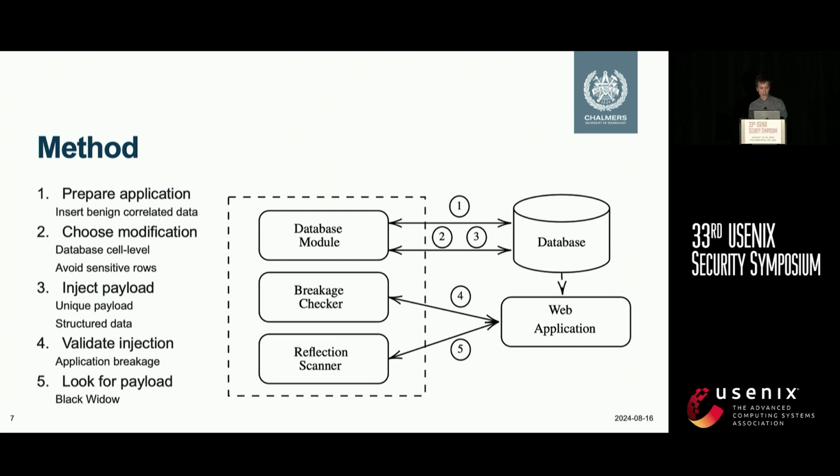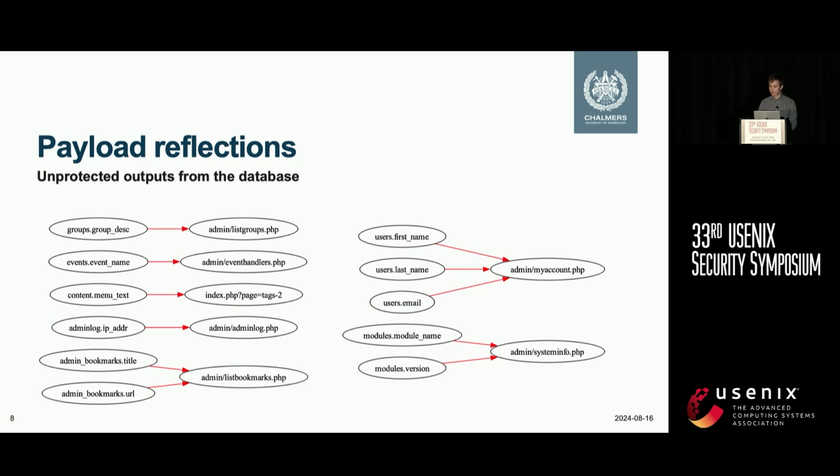After we've injected this payload and made sure that the application is still working, then we'll look for the payload execution using a traditional black box scanner, in this case, Black Widow. The result from this method is this sort of mapping of payload reflections, so the unprotected outputs from the database.